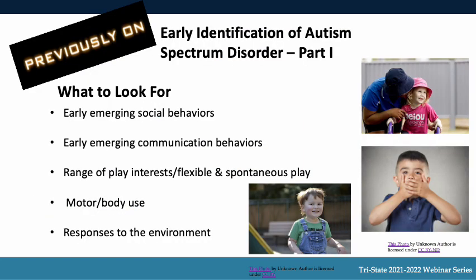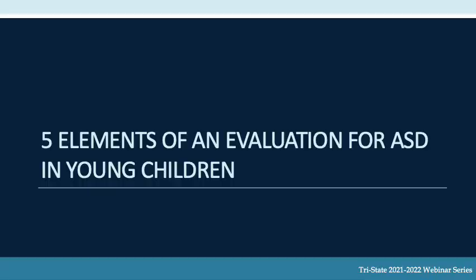So as I mentioned, this is part 2 of a 2-part webinar, and previously in part 1, we covered some of the things to look for in an autism evaluation when looking at young children. So early emerging social behaviors, communication behaviors, the range and flexibility of interests and play skills, how a child uses his or her body, and their overall responses to the environment. Now today, we're going to look at what you'd actually do in your evaluation when trying to decide if a young child is presenting with an autism spectrum disorder.